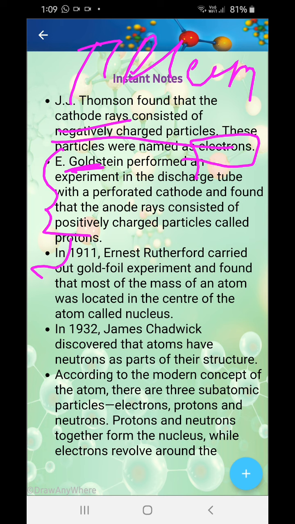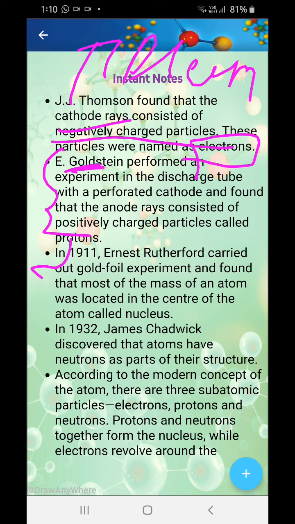Through his gold foil experiment, what did he do? He found most of the mass in the center of the atom. He passed alpha particles through the gold foil; most of the particles passed, some particles deflected. Now alpha particle is a positively charged particle or a cation, so the rays that were passing through the center of the nucleus deflected back. That means Ernest Rutherford found that there is some positive particle in the center of an atom. Then E. Goldstein found out protons.